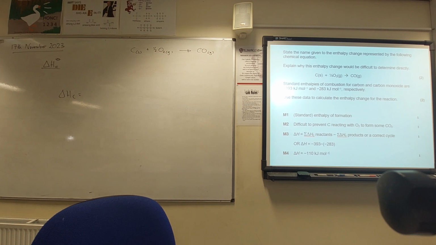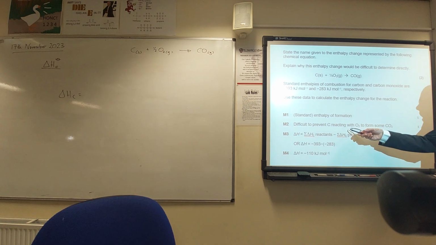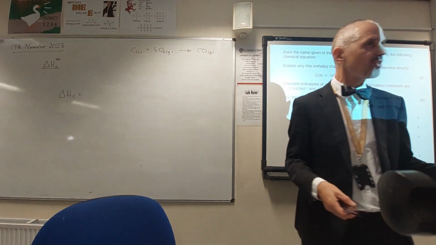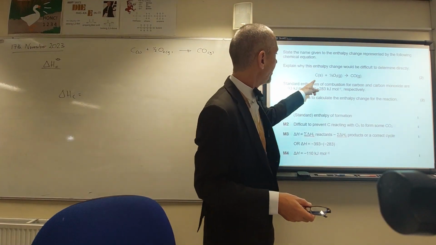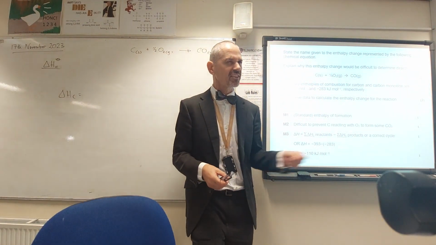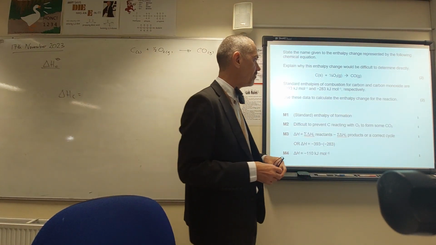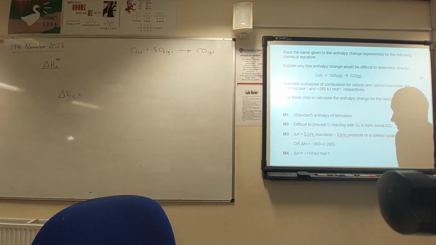I'm just going to say that again. It's the standard enthalpy of formation of carbon monoxide, because we're making carbon monoxide from the elements in their standard states. Why is it difficult to do this reaction? Because it's very hard to give out the oxygens one at a time. In the same way, it would be very hard to give out waters one at a time to copper sulfates. We can't make sure every carbon just has 1 oxygen. Some are going to get 2, some are going to get none. So it's difficult to prevent carbon reacting with O2 to form some carbon dioxide, is how they've worded that.